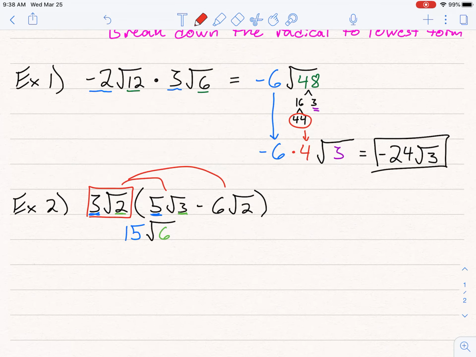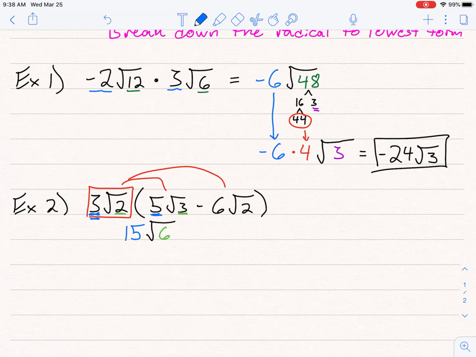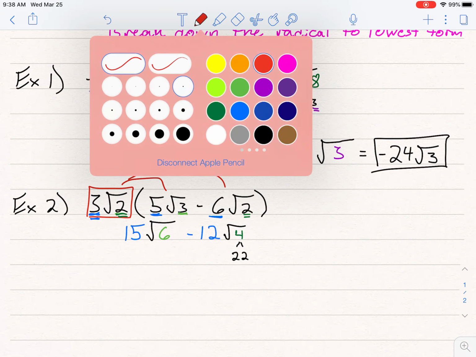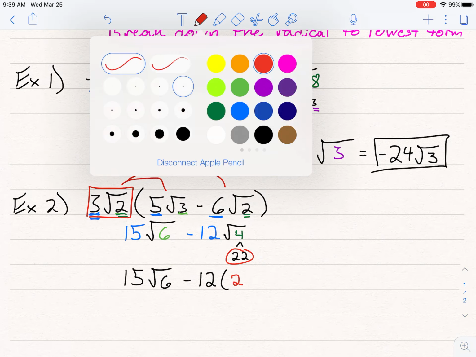And then I also have to multiply this 3 square root of 2 times negative 6 square root of 2. So I'm taking this 3 again and multiplying it with this negative 6. That gives me a negative 12. And then taking square root of 2 times square root of 2, that would give me square root of 4. And then square root of 4, that actually simplifies, right? That breaks down to 2 and 2. So there's our pair that would multiply out. So this would be 15 square root 6 minus 12 times 2.